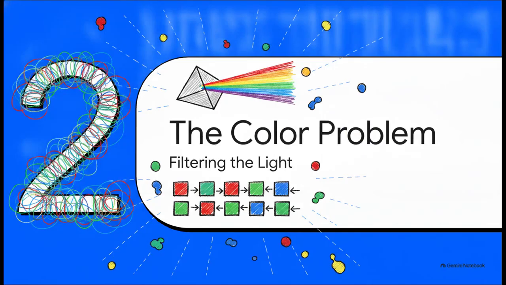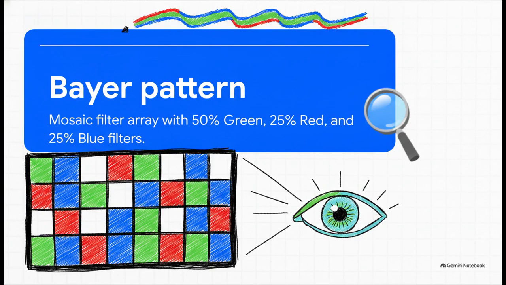Section 2, the color problem, filtering the light. Since our photosites are essentially just blank brightness detectors, engineers had to come up with a highly clever workaround to capture the colorful world we actually see. That workaround? It's called the Bayer pattern. It's this microscopic mosaic color filter array placed directly over the sensor. Every single photosite gets its own tiny color filter, either red, green, or blue.